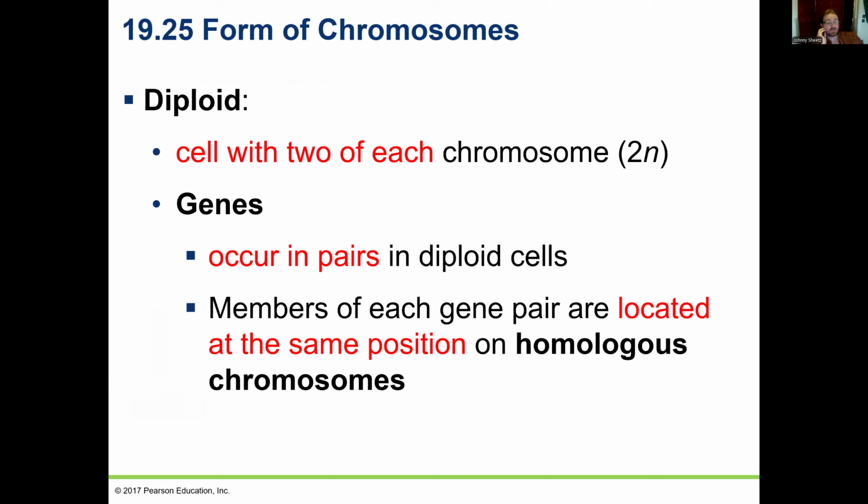Genes occur in pairs in diploid cells, and an interesting phenomenon of DNA, and one of the main reasons that it works as a way of conveying information, is that genes are always located on the same positions on the different chromosomes. Like this section may code for blonde hair from my mom, and this section may code for black hair in my dad, but they're both going to be on the hair section of the human genome, which is going to be on a specific location on a specific chromosome.